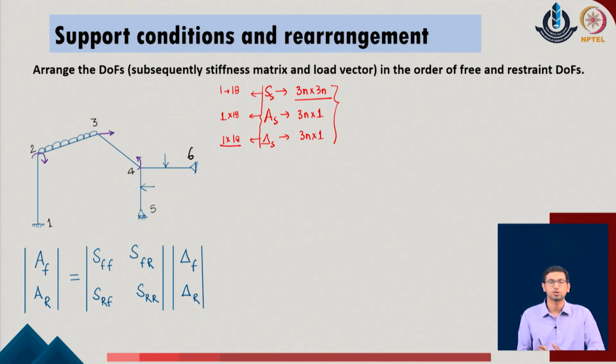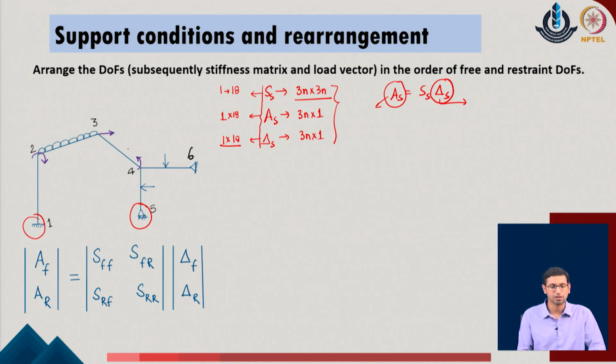Now, solving this problem is not directly possible, because if I write this expression as A of S is equal to S of S into delta S, we realize that in the delta S, the overall structural displacement vector, some of the displacements are known to us, corresponding to the restraint conditions, whereas some of the displacements are unknown. In the same manner, in the A of S vector also, some of the components have been calculated and these are the final values, whereas some of the components will also get the contribution of the unknown reactions in the system, which are not known till now.